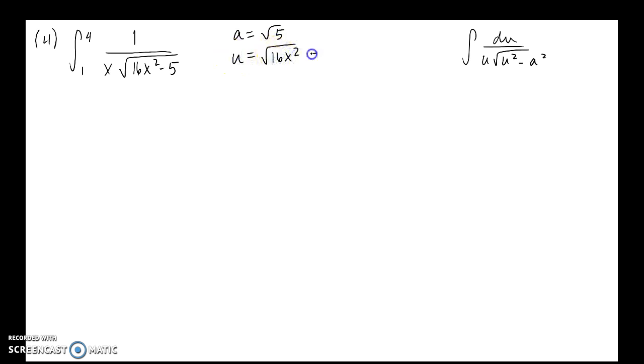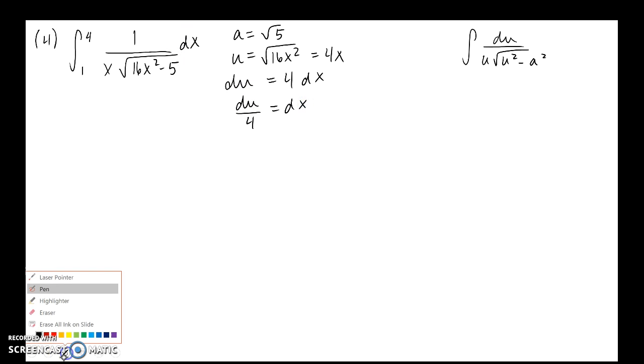U will be 4x. So du is 4 dx. Put my dx in here. So du divided by 4 will be dx. Okay, so then I'm going to replace dx with du over 4. And in order to use this rule, these u's have to be the same. So we said u was equal to 4x. Well, then I need this next to the radical to be a 4x. So to maintain balance there, I'm going to then multiply that by 4 as well.